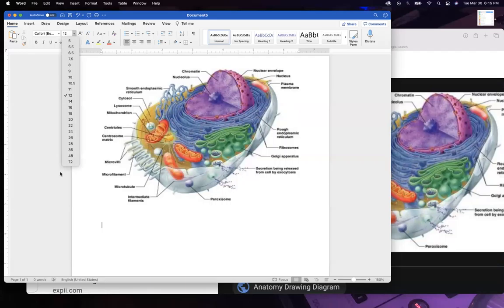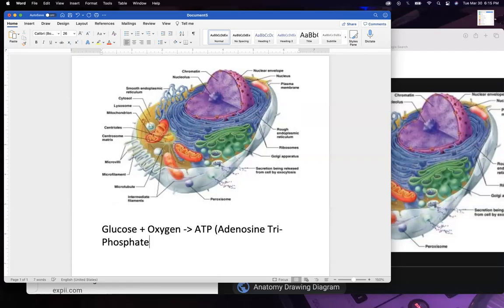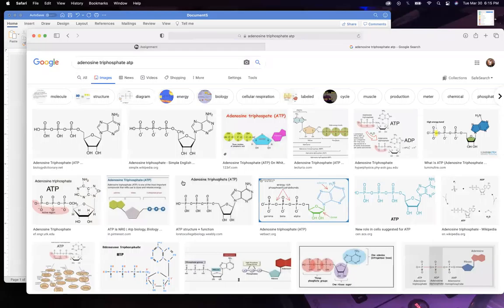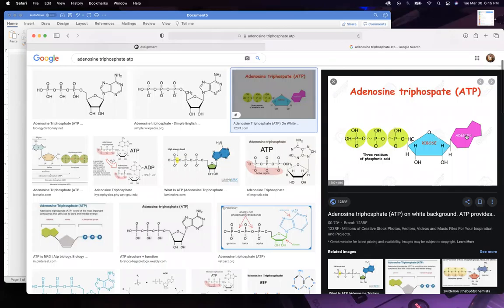So remember we talked about the two substrates, glucose plus oxygen, and it's going to give me ATP, which is adenosine triphosphate. So if you look at adenosine triphosphate, or ATP, this is what it kind of looks like. It's a ribose group connected to an adenine group, and it has three phosphate groups in it. Hence the term adenosine tri, 1, 2, 3, phosphate.